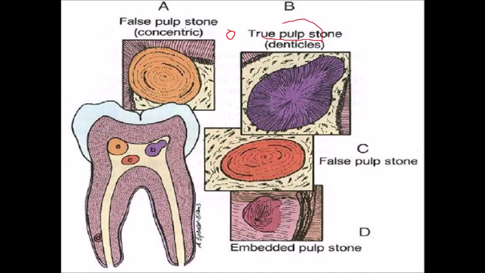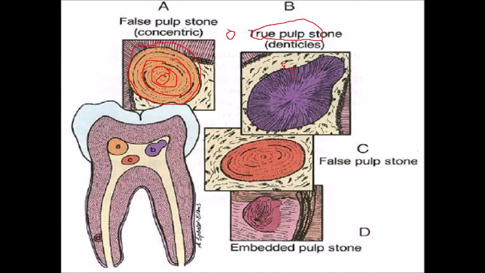True pulp stone resembles the dentine, where we have odontoblast-like cells producing dentine as is all featured. We have dentinal tubules, and we have cells, and we have predentine. This is a true pulp stone. The false pulp stone has concentric calcification, like circles, like a cross-section in an onion. We don't have dentinal tubules, and we don't have odontoblast-like cells. This is the false pulp stone. This is another false pulp stone.